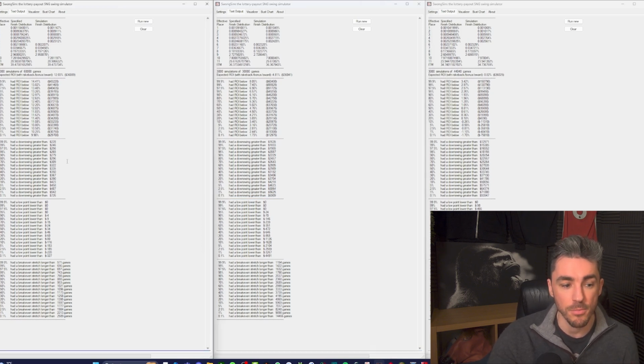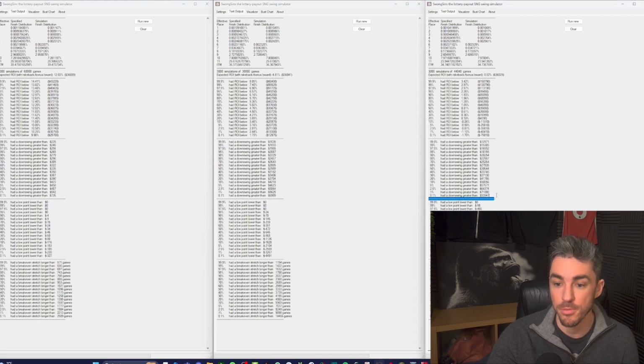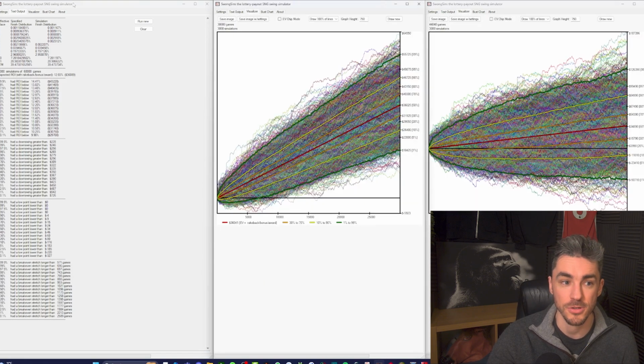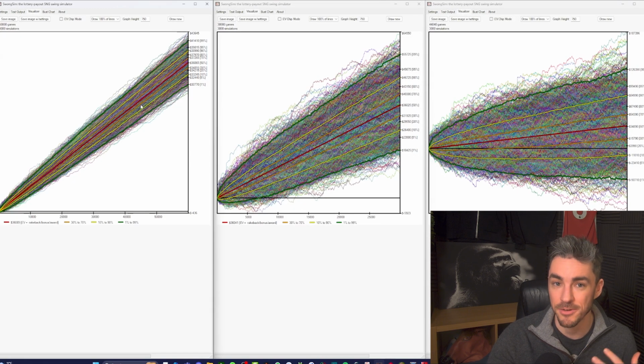So never going broke in this case, 150. Never going broke in the middle case, 300 buy-ins. Never going broke in this case, 1,000 buy-ins. I hope that shows you some of the differences that we encounter in spin variance.